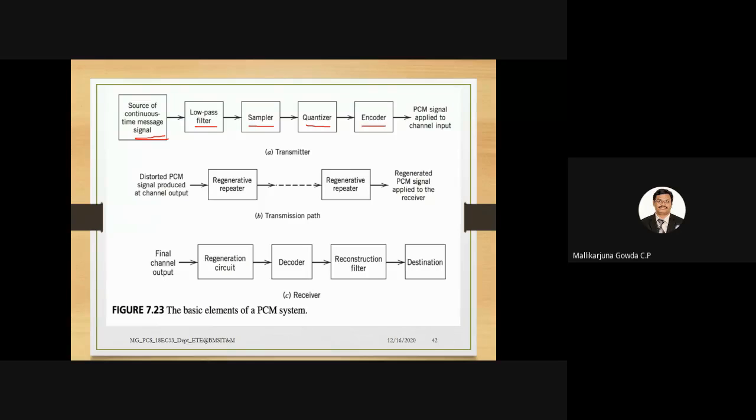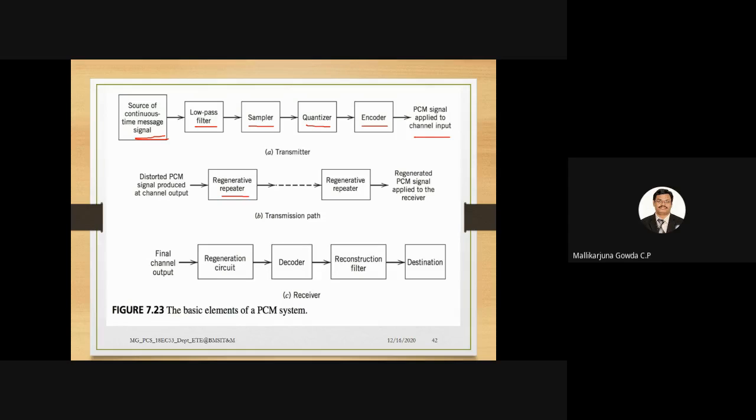Then we do the encoding. After encoding, we get the PCM signal that will be applied to the channel. So these are the steps involved at the transmitter side. Then along the transmission path, as I said, we are using the regenerative repeater. This regenerative repeater will again reconstruct the signal.